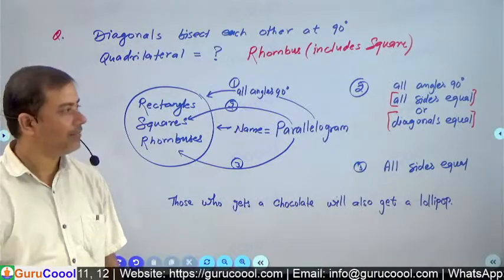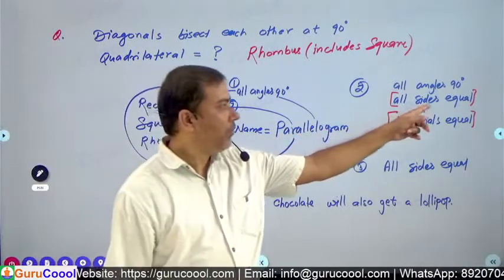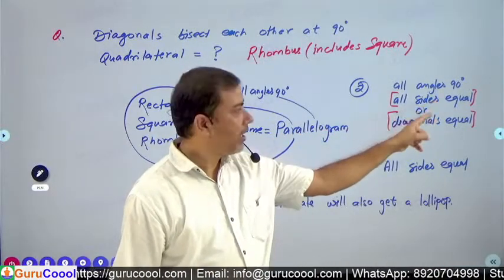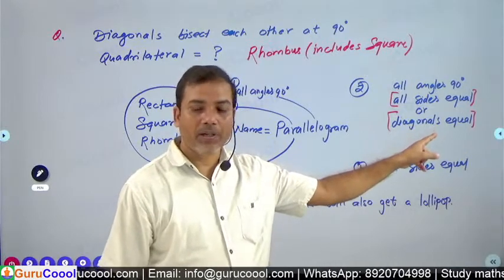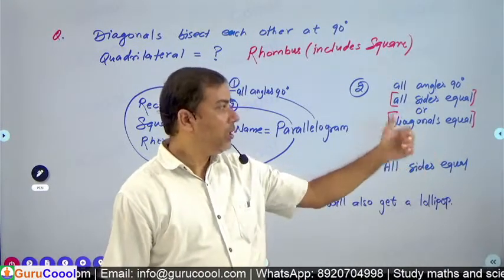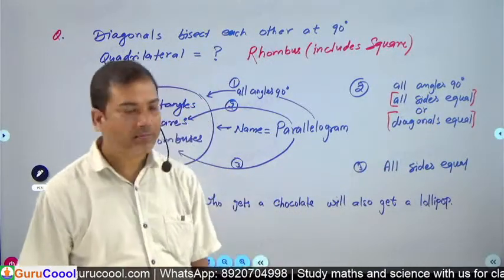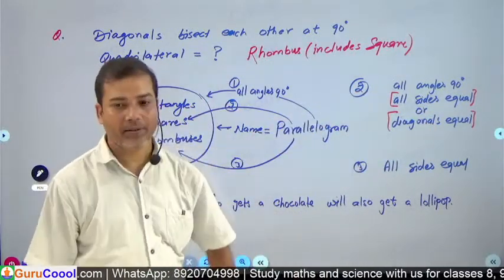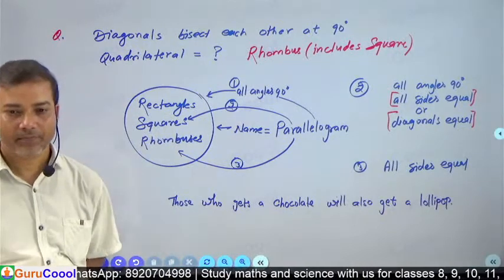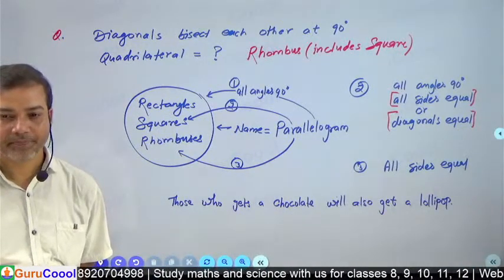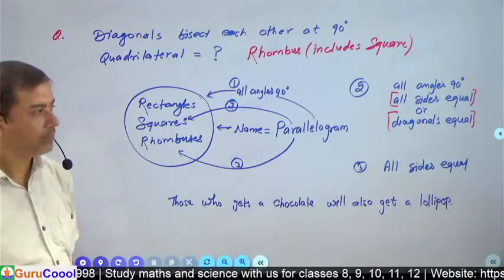In the same way, if all sides are equal, then diagonals will also be equal automatically. Or if diagonals are equal, then all sides will also be equal along with the first property. Am I clear? Yes, sir.